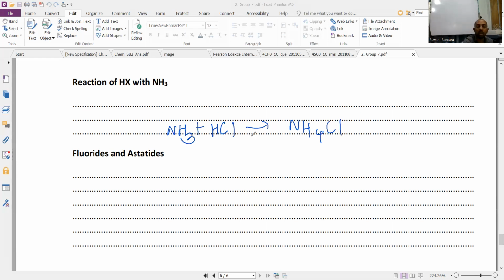Where did we see this reaction? This reaction. Where did we make this reaction? We made that reaction in the diffusion experiment. One side HCl, one side ammonia. I think that's the reason sir gave that story, to remember it easily.